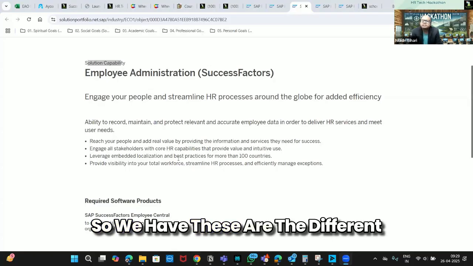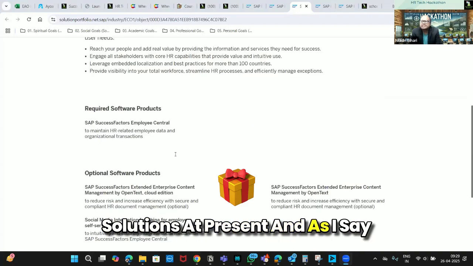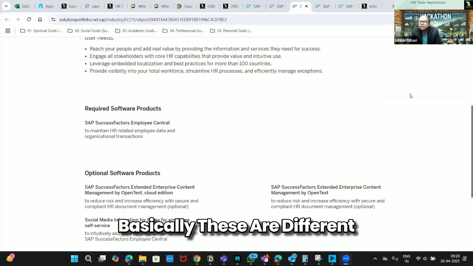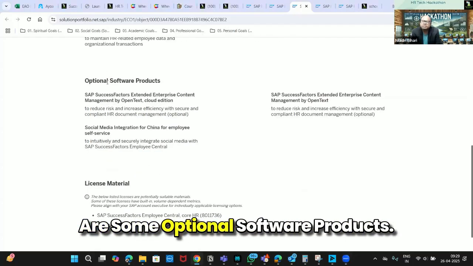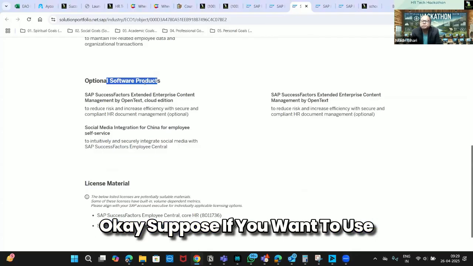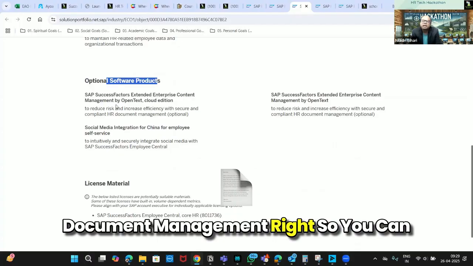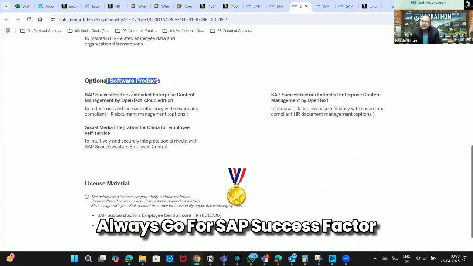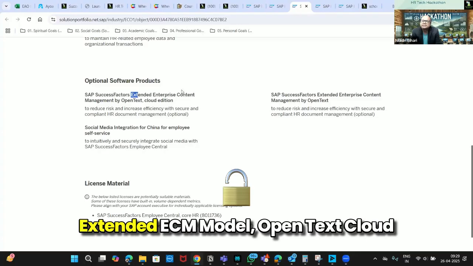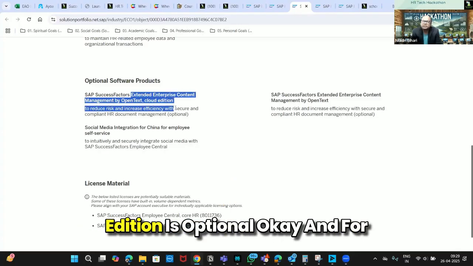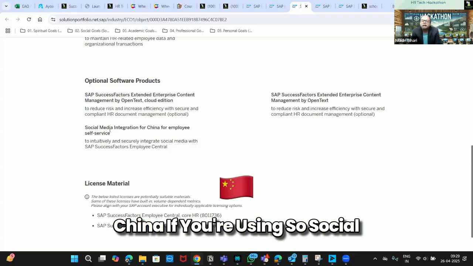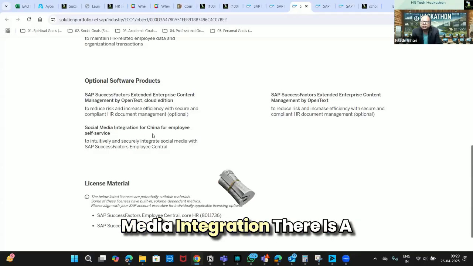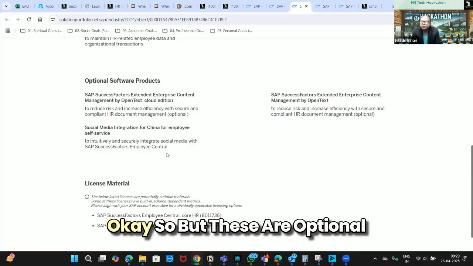These are the different solutions available at present. And there are also some optional software products. Suppose you want to use document management, you can always go for the SAP SuccessFactors Extended ECM module by OpenText, Cloud Edition. That's optional. And for China, if you're using social media integration, there is a dedicated module for that, but these are optional.